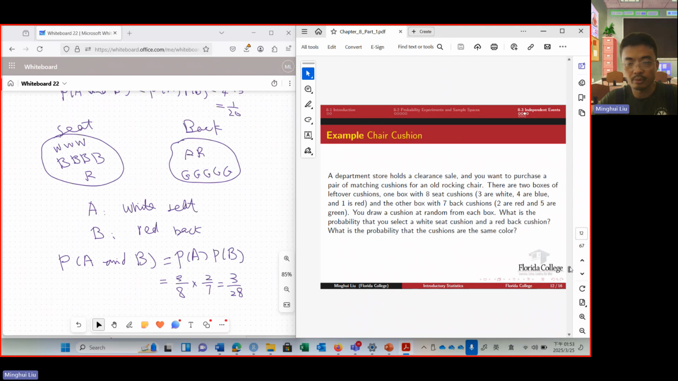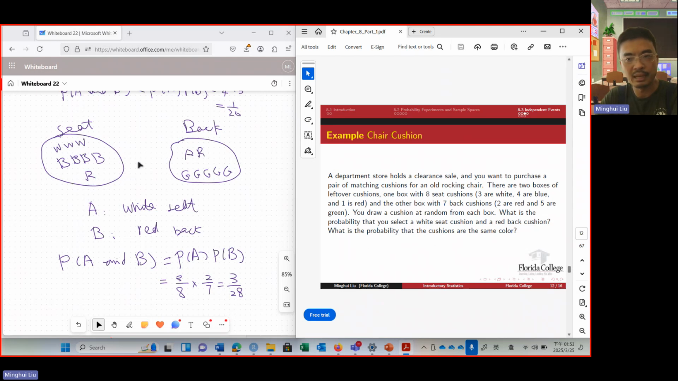And also, what is the probability that the cushions are the same color? In this case, I encourage you to pause the video and spend a minute or two working on these problems. Okay, assuming you have already done that, let's examine these boxes.